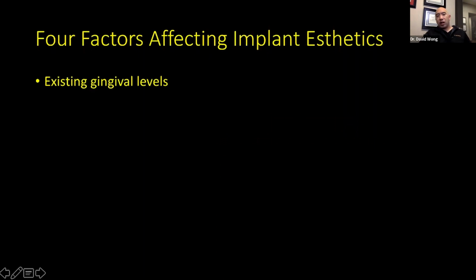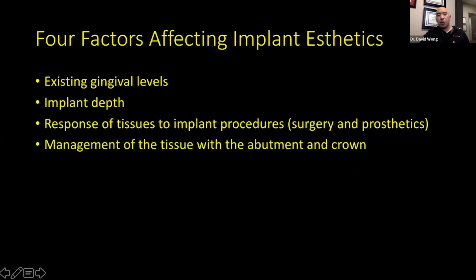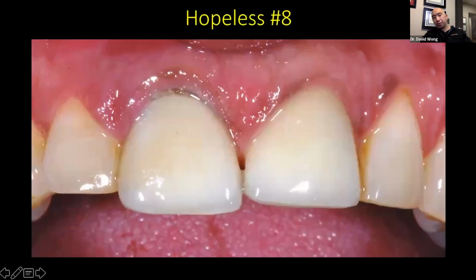Abutment selection. I want to talk to you guys about that. 4 factors affecting implant aesthetics. We already talked about existing gingival levels, implant depth. So we have already discussed how recession affects aesthetics. We already talked about implant depth and the 3-2 rule. We talked about responsive tissues to implant procedures, which is where you do serial extraction 1 at a time versus both at the same time, and how your tissues respond to that. Now we got to look at the management of the tissue with the abutment and the crown.